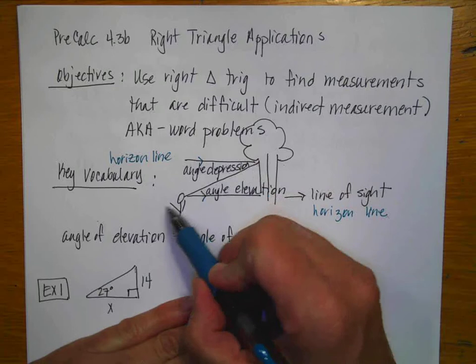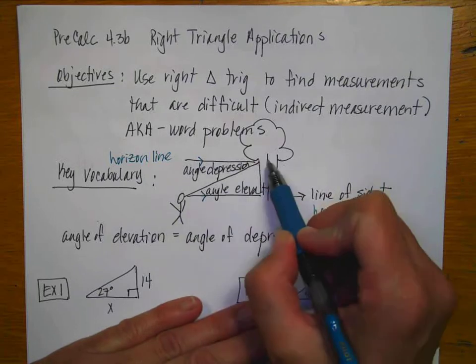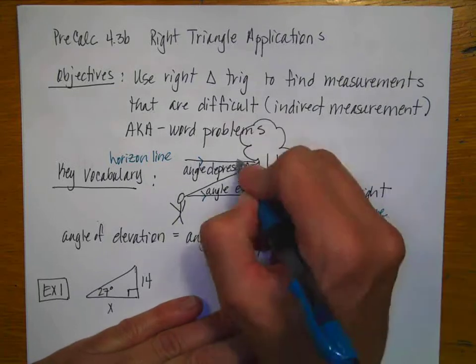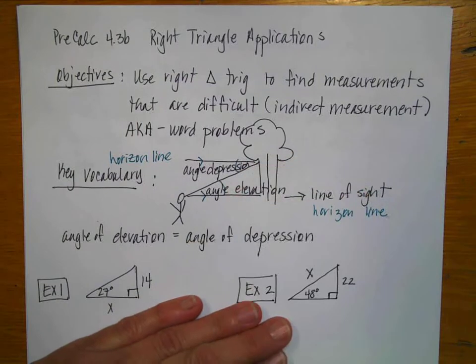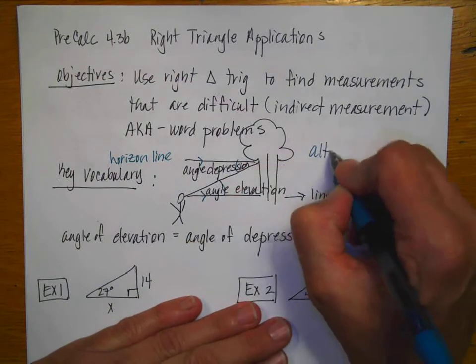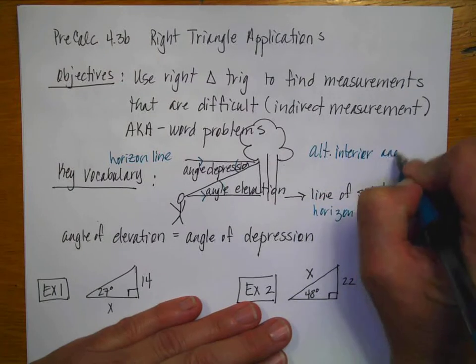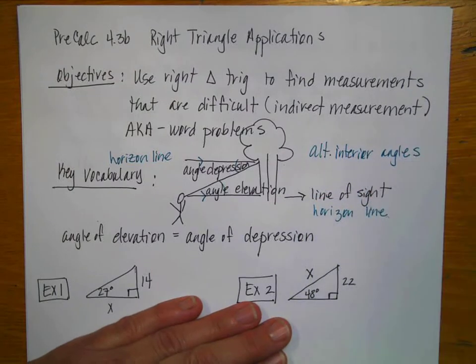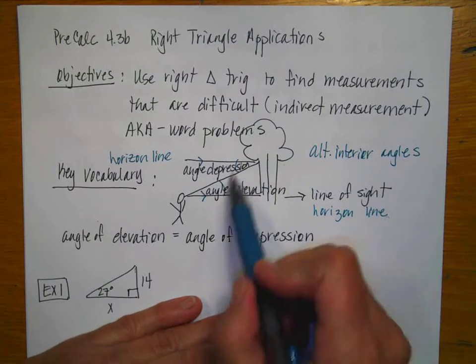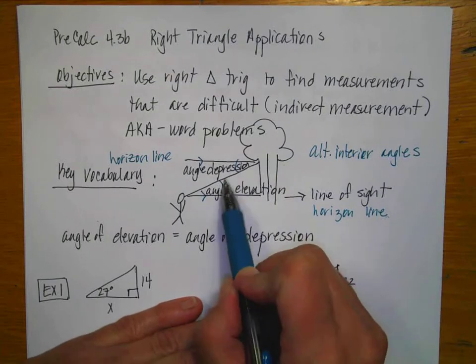Because those lines are parallel, if they're cut by a transversal T, then it means that those two angles, which are alternate interior angles, yay geometry, are congruent, equal, because they are on opposite sides of the transversal that cuts the two parallel lines.